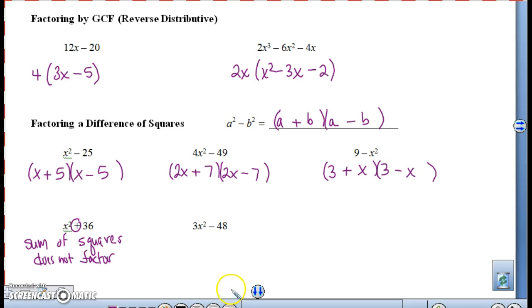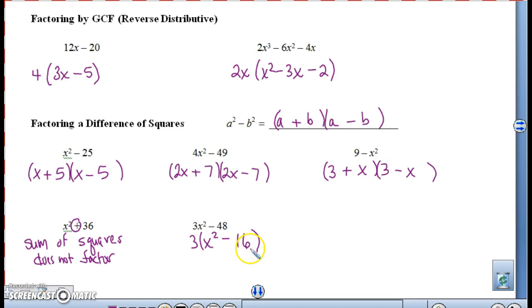Now, last one, 3x squared minus 48. Now, obviously, 3 is not a perfect square. Neither is 48. However, don't 3 and 48 have a greatest common factor? They do. It has a greatest common factor of 3. So if I factor out the 3, I'm left with x squared minus 16.